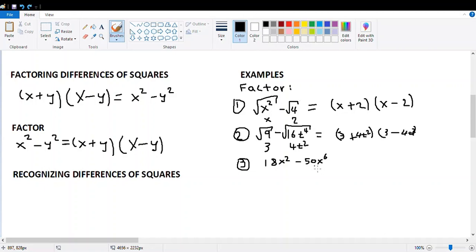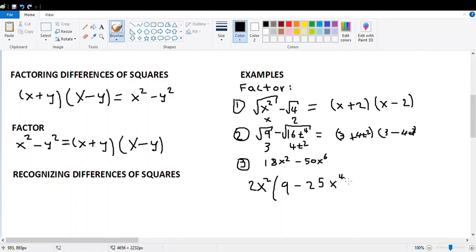But it's because we are forgetting something. We forgot that always, if it's possible, we have to find the greatest common factor. In this case, the greatest common factor for the numbers is 2, and for the variables it is the smallest exponent. The variable with the smallest exponent is x squared. Then 2x squared times what is 18x squared? Obviously it's 9. And 2x squared times what is negative 50x to the 6th? It's negative 25x to the 4th.